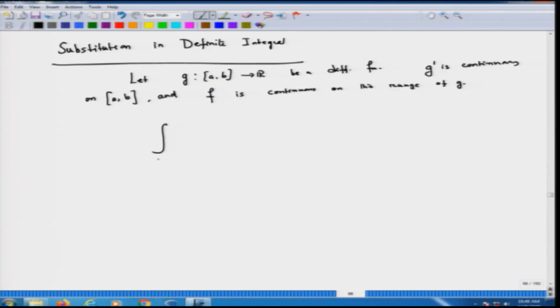So, we can talk of the integral from a to b of f of g of x times g prime of x. Remember that here we are assuming g prime is continuous and f composed with g is continuous. So, this is a well defined object. Now, the substitution rule says that this is equal to the integral of f of y dy, and this integration will go from g of a to g of b.